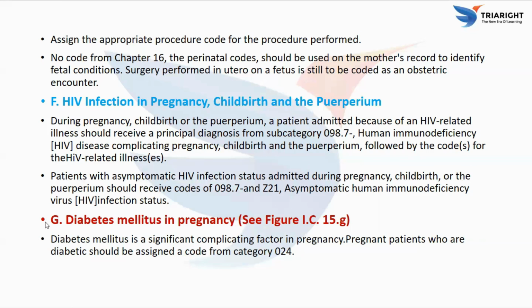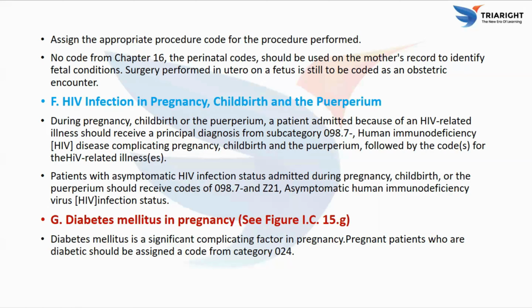The G guideline is diabetes mellitus in pregnancy. Diabetes is a major complication during pregnancy because it can affect the mother as well as the baby. ICD-10 uses O24 codes to show that the pregnant woman is diabetic. The types of diabetes in pregnancy fall under O24. Pre-existing type 1 diabetes, where the woman had type 1 diabetes before pregnancy, is assigned the O24.0 category code.